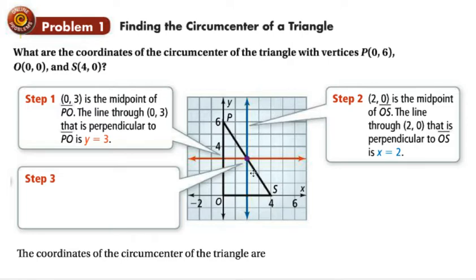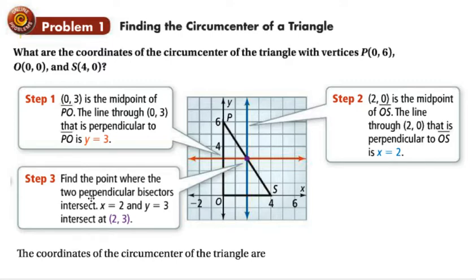And then we went ahead and drew vertical and horizontal lines, and the point where those two lines intersect will give us the coordinate of our circumcenter. So step 3 is to find that point of intersection of the two perpendicular bisectors, and in this case its coordinates were 2, 3. So the circumcenter has coordinates 2, 3 in this example.